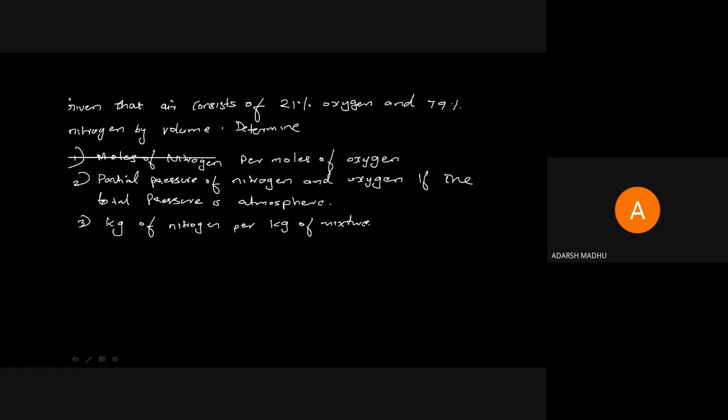The first question is to find out the number of moles of nitrogen present if 1 mole of oxygen is there. Then we must find out the partial pressure of nitrogen and oxygen, if the total pressure is atmosphere pressure, 1 bar. The third question is to find out the kilogram of nitrogen per kilogram of mixture. So the given data are the volumetric analysis of air: 21 percent of oxygen and 79 percent of nitrogen.